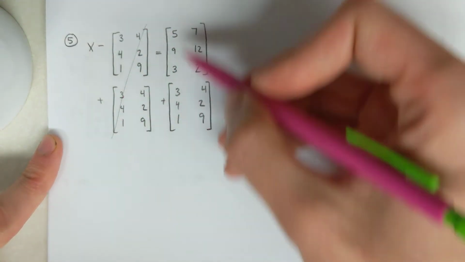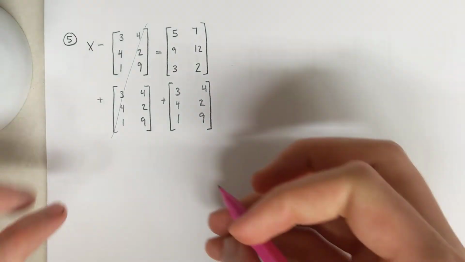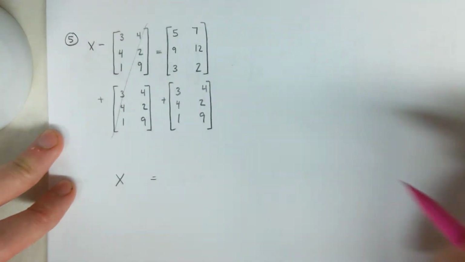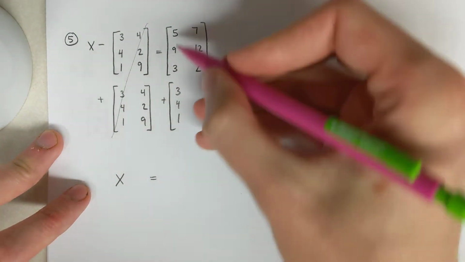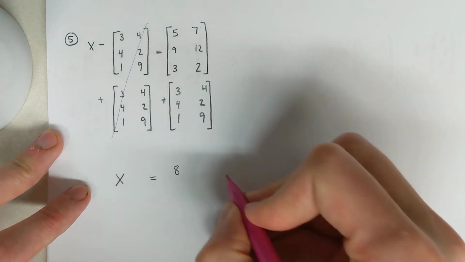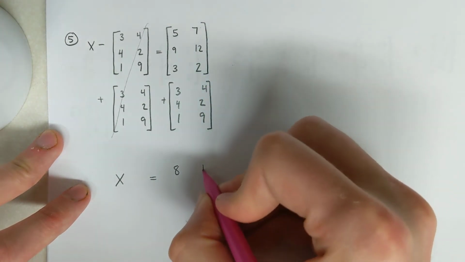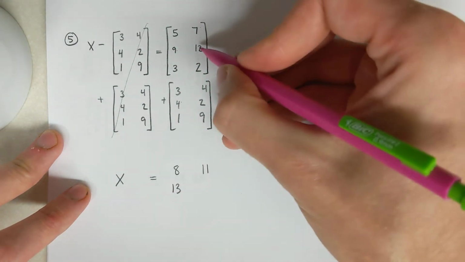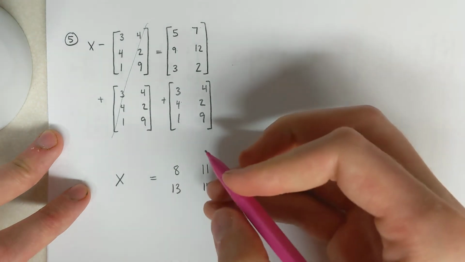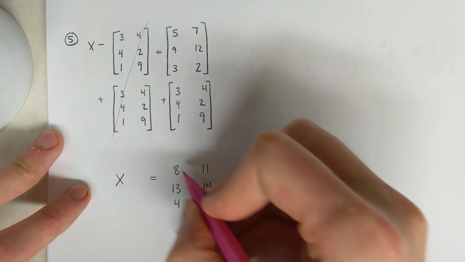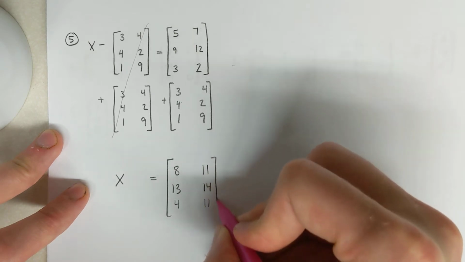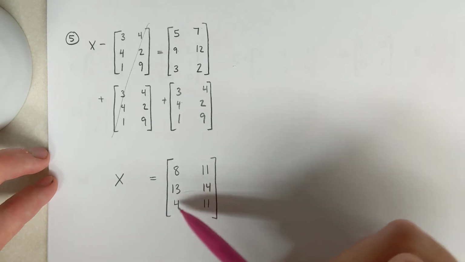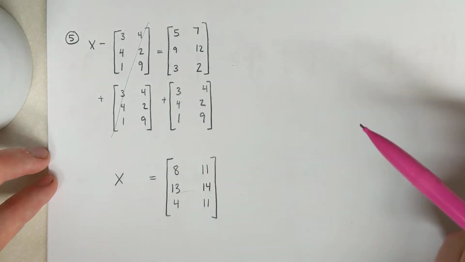And when you add these together, it's the same thing we were doing before on number 1, where you're adding things that are in the same location. So on this side, we'll have just x by itself equals 5 plus 3 is 8. 7 plus 4 is 11. 9 plus 4 is 13. 14, 4, and 11. So x would be this matrix that is a 3 by 2. Okay.